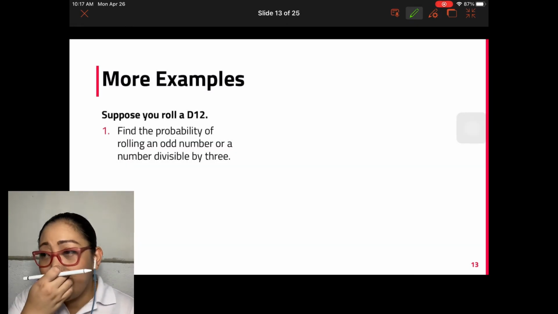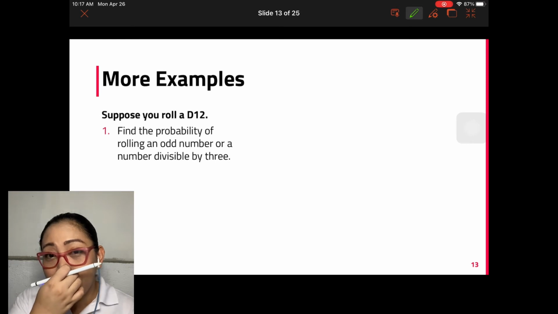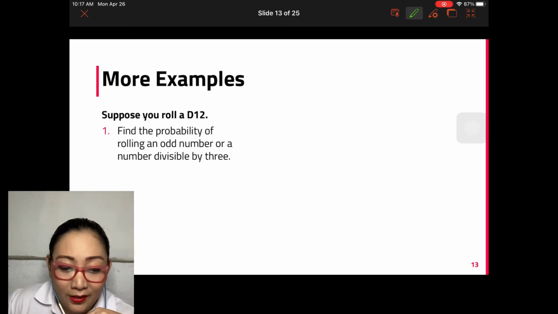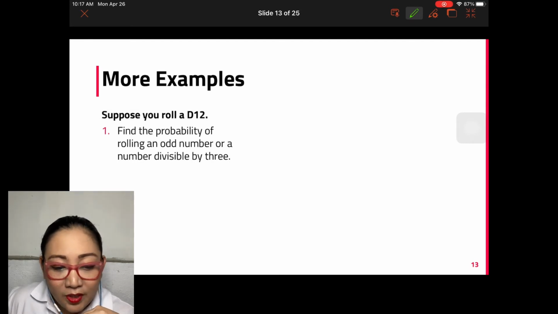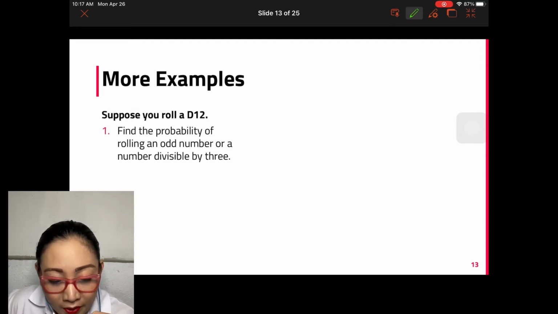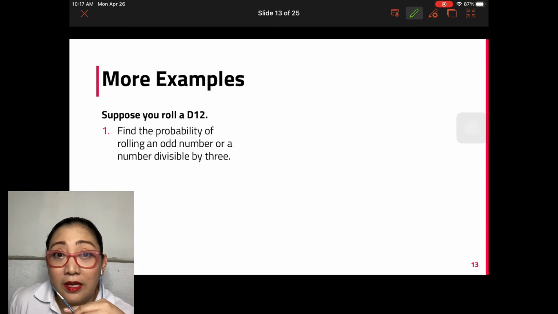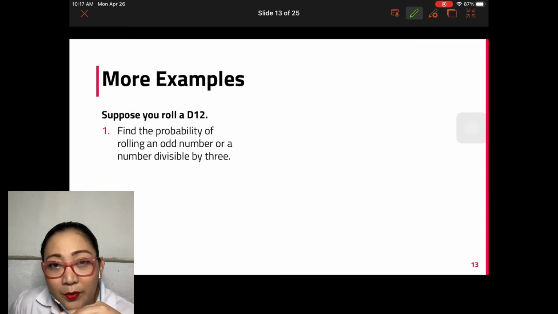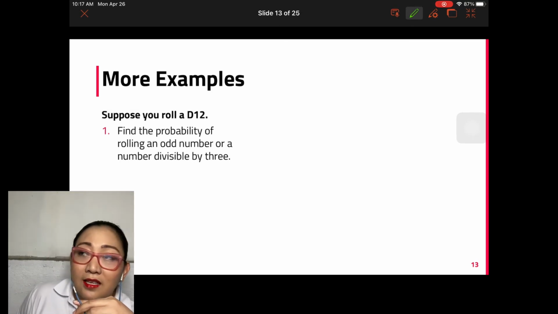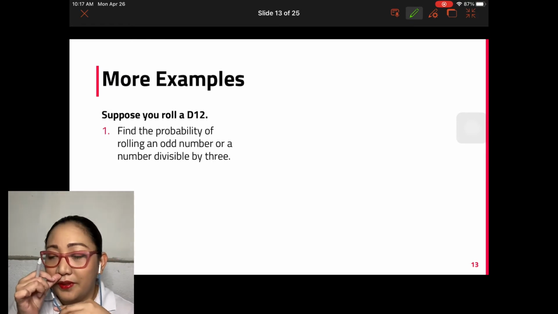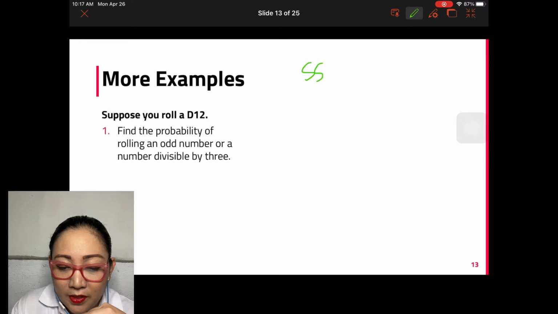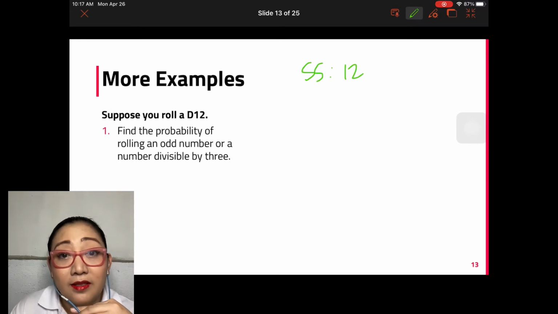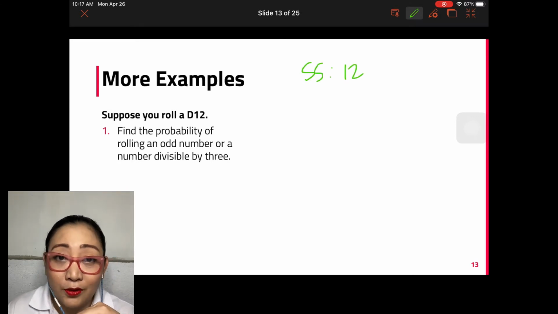Alright, so now let's have some examples of finding probabilities. Okay, so number one, suppose that I roll a d12. Find the probability of rolling an odd number or a number divisible by 3. So of course, ang unang-unang gagawin muna natin ay finding the sample space. So this is a d12, so ang sample space po natin ay may 12 elements. Okay, from numbers 1 until 12.